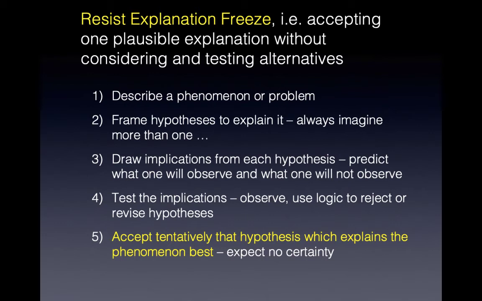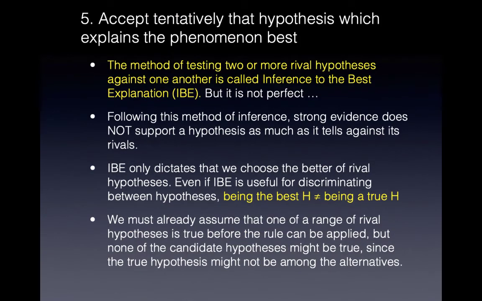And this goes to the fifth point here. We want to accept tentatively that hypothesis which explains the phenomenon best. This method of testing two or more rival hypotheses against one another is called inference to the best explanation, but it's not perfect. An inference to the best explanation is just the idea that we accept temporarily that explanation among those available which explains data best. Again, it could be that the best available explanation is still false.